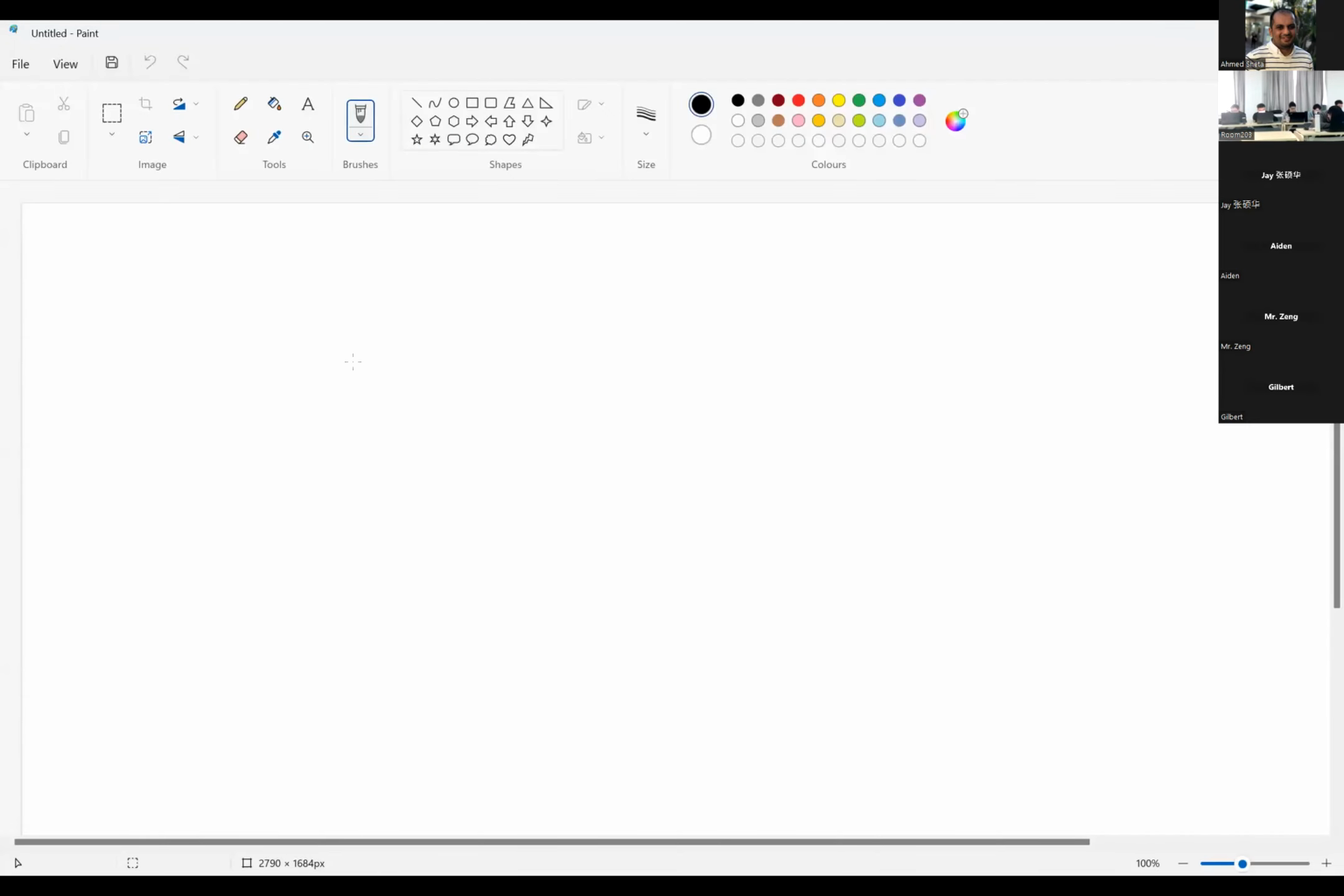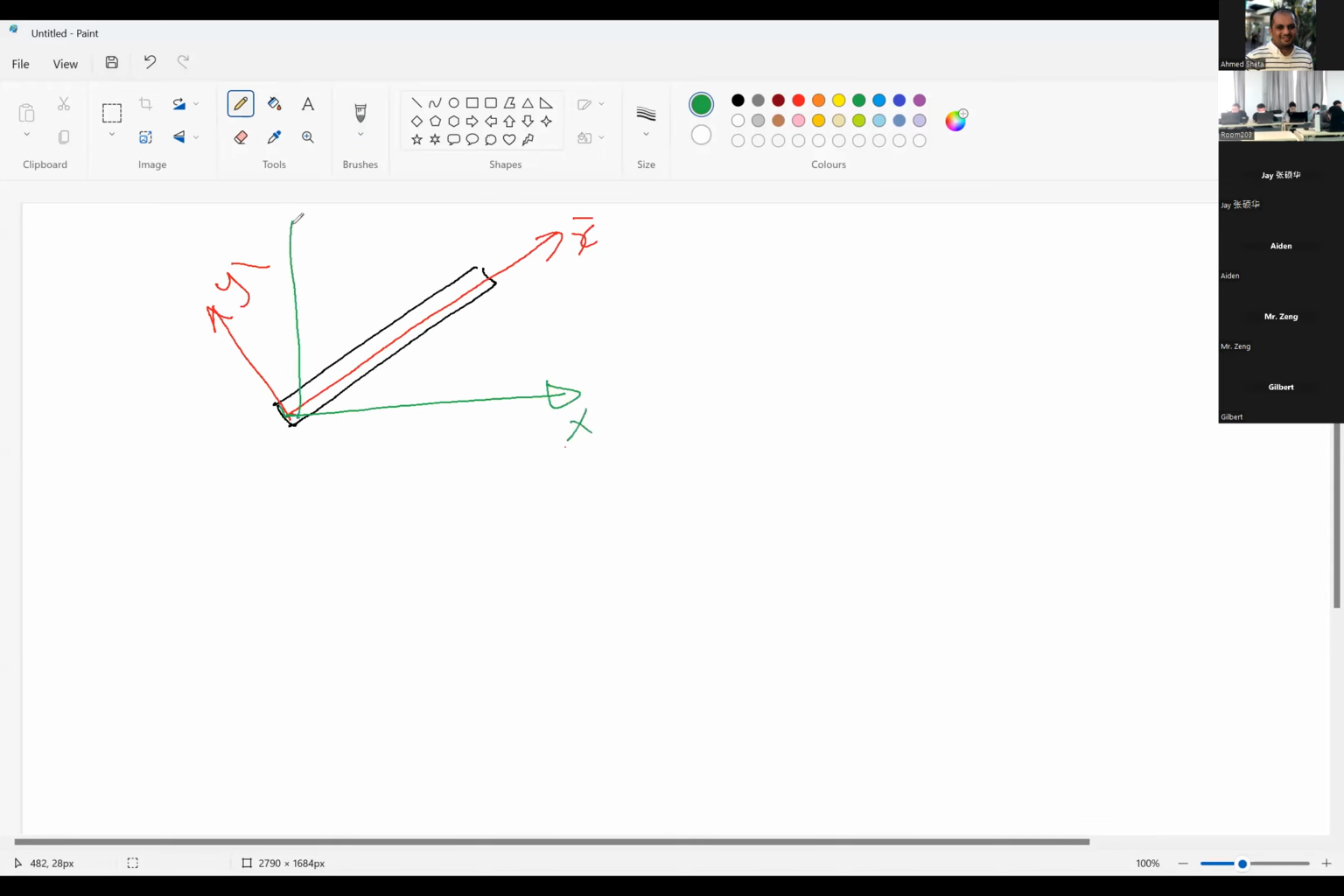Okay, if we have a member, again, this is our x bar or x dash and y dash local axis. This is x and y global axis. The angle theta x, this angle is theta y. Now, if we have a force in the member direction, we give it the symbol Qn. So Qn is the force in the local system.